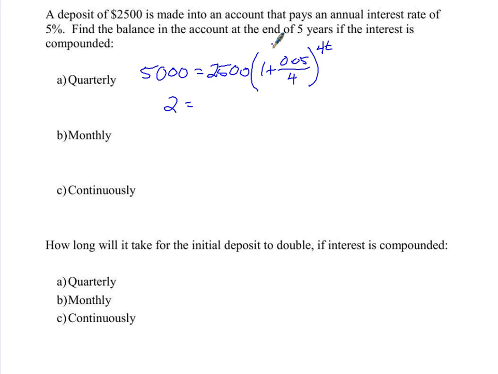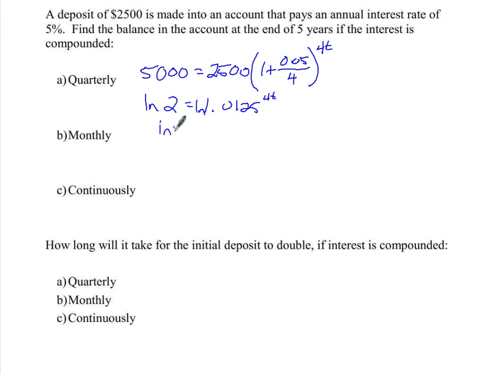It's probably more like 1.0125 to the 4t. Now if I'm trying to solve for t, then what am I going to do? Take the natural log of both sides, because that allows me to take this exponent and write it out front, and then I can solve for t.